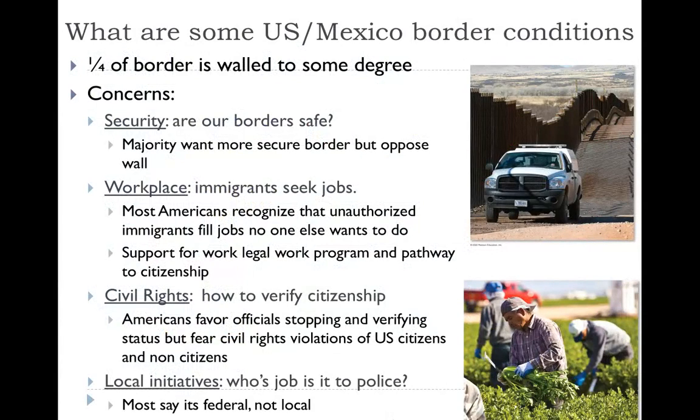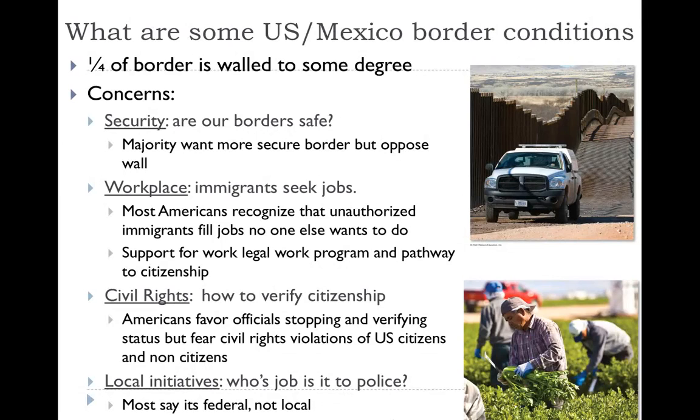So what are some of the U.S.-Mexico border conditions? You've heard a lot about this in the last couple of years, the idea of building a wall and what's going on between the U.S. and Mexico. About a quarter of the border between the U.S. and Mexico has wall, some sort of wall of some kind, so it's really not very much. It's a pretty long border. When we look at it, what are some of the concerns? The concerns that have gone with it are, number one, security. Is the border safe? A majority actually want more secure borders, but they oppose having a wall built at the border. So it's kind of an oxymoron, right?